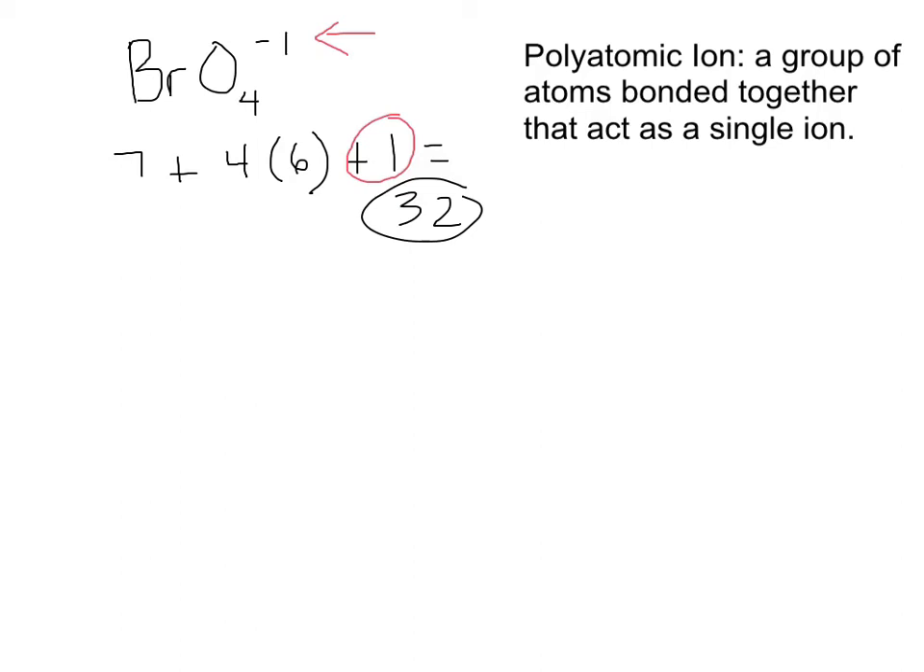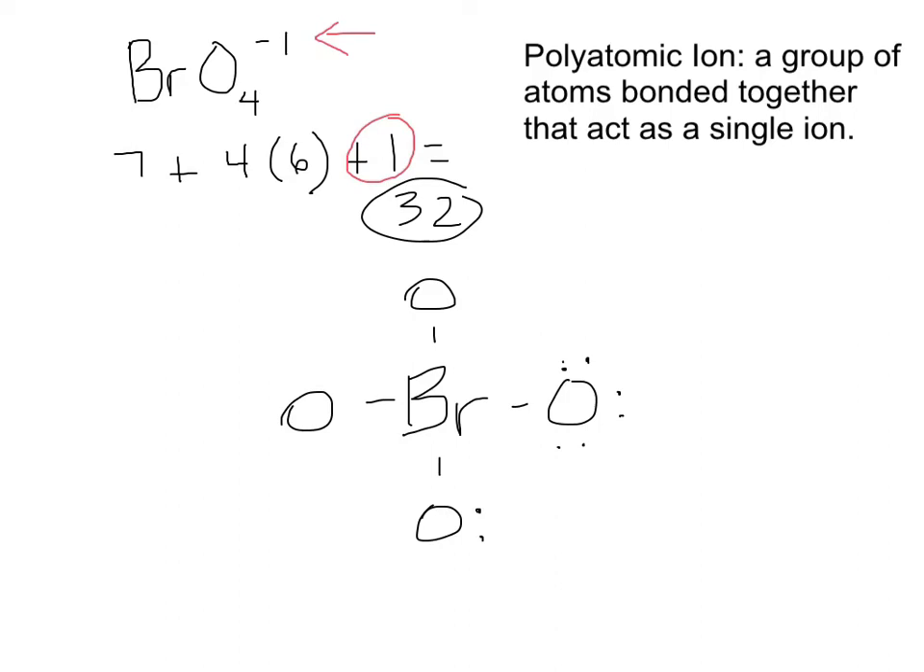From here, the process is exactly the same as before. We set up our structure. My bromine is going to go in the middle, and my oxygens are going to go around the outside. I'm going to put my bonds in next. I've dealt with 2, 4, 6, 8 of my valence electrons. If I start adding my unshared electrons around the oxygens so that I end up with 8 around each oxygen, you will find at that point that I have used my 32.